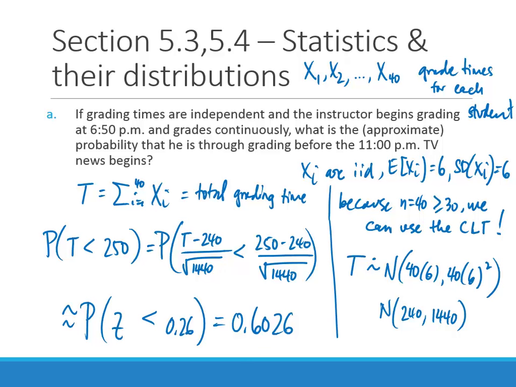So I'm skipping that step again. I'll show you an example. We'll go back to that again to remind you how to do that. Okay, so again, the setup here, I haven't said anything about the distribution of my individual grade times. I haven't told you that they're normal or anything like that. But because my sample size is large enough, I can still use this approximation, kind of use the standard procedure there. Is that okay? Is everyone on board? Okay.